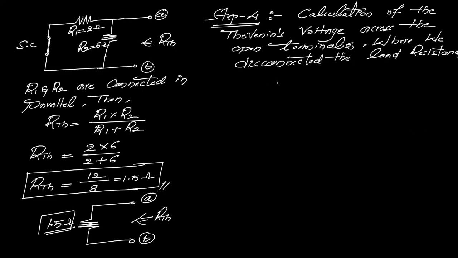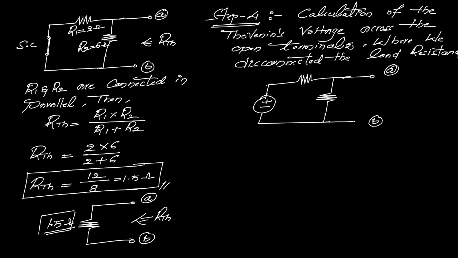Now what is the actual circuit after disconnecting the load resistance? This only. So this particular network is the actual network after disconnecting the load resistance. So this one is R1 equal to 2 ohms, and we are applying the value of V equal to 10 volts. Now again we need to find the value of this one, VTH, across the terminals A and B only.